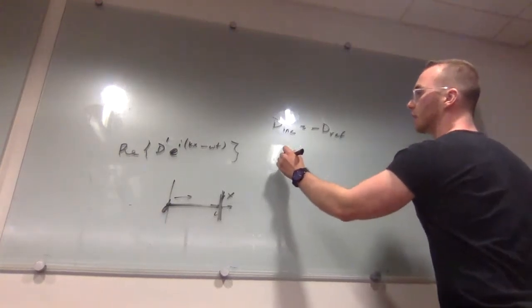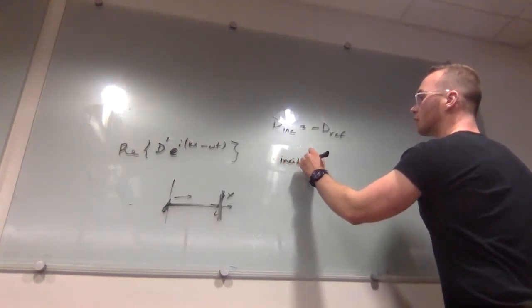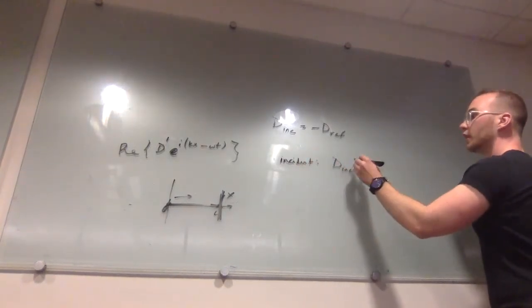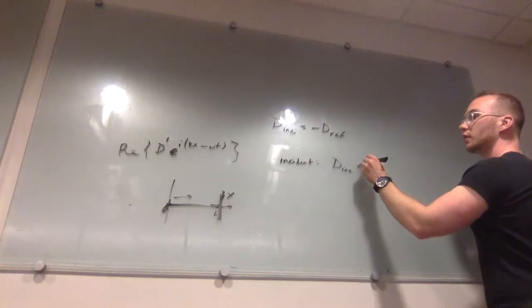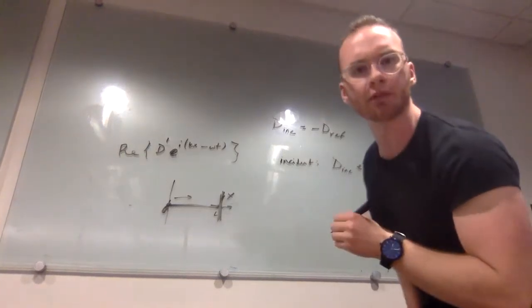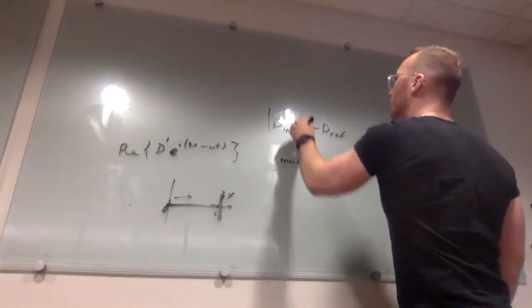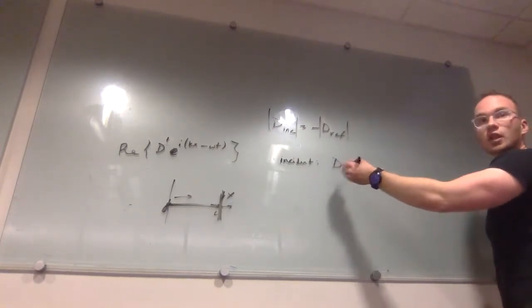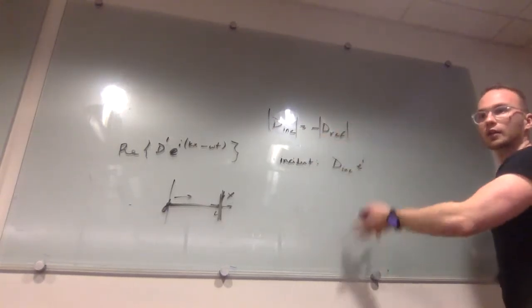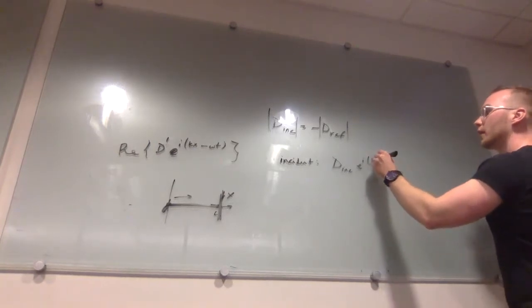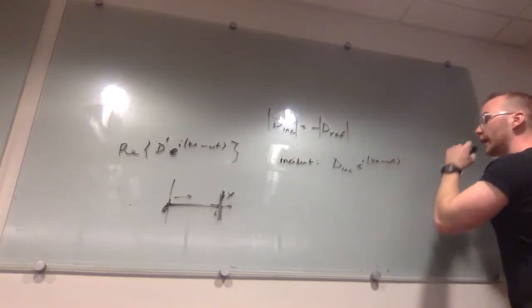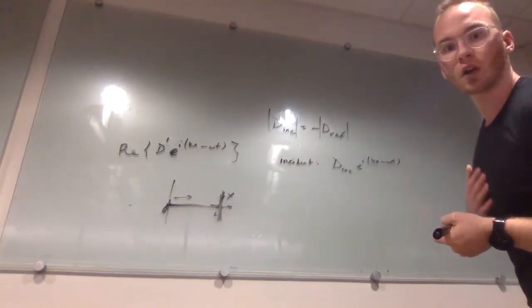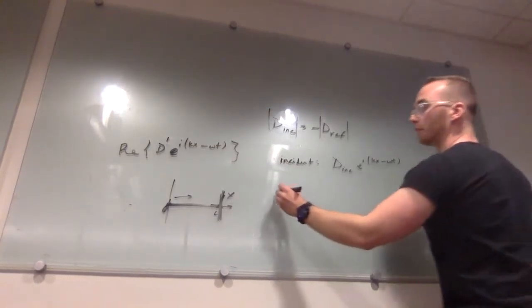So the incident wave is going to be called d incident times e to the i, and then we'll ignore the phase. Actually, we should really say this: the phase is going to get absorbed. It's not going to matter at the end, you'll see. So it's kx minus omega t. Okay, so here we have the incident wave, and the reflected wave.